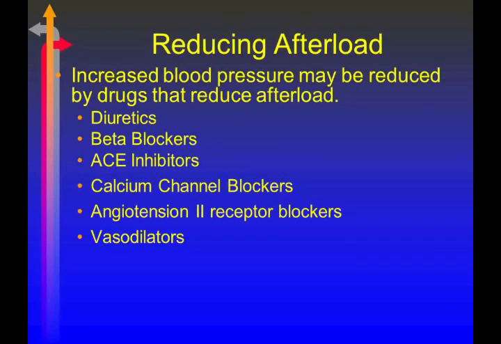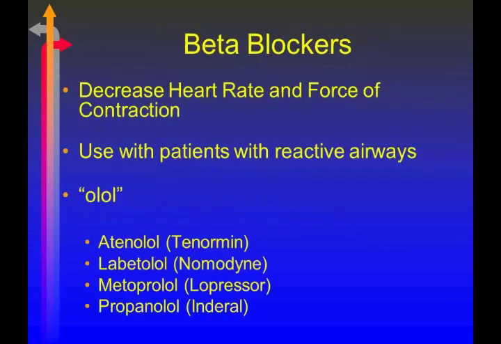If the afterload is too high, we can use various drugs to reduce afterload. Especially on a chronic basis, diuretics are used in combination with either ACE inhibitors or angiotensin II receptor blockers. But there's multiple ways to regulate blood pressure in the process. The beta blockers, remember, end in that OL: atenolol, metoprolol, propranolol. That's one way. Not only does it decrease heart rate and force of contraction, but in the process you end up lowering blood pressure.